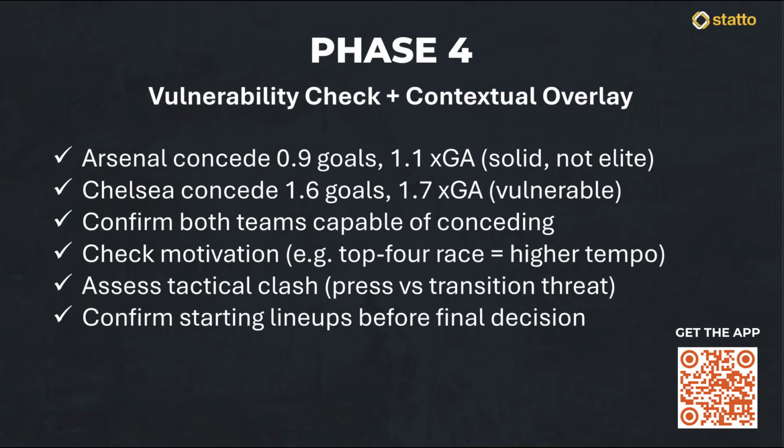First, we look at team motivation. If this is a top 4 race where both teams desperately need 3 points, the tempo is likely to be high, which supports goals. If one team is safe in mid-table and playing with no intensity, the tempo might drop.